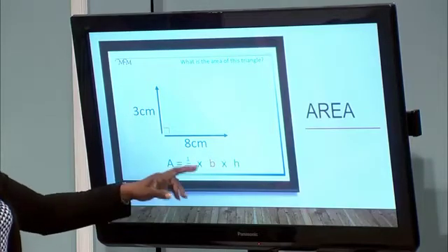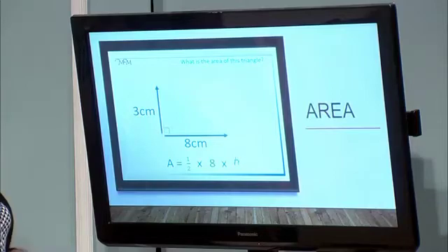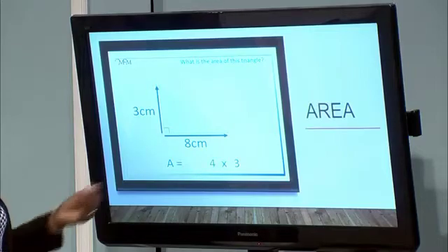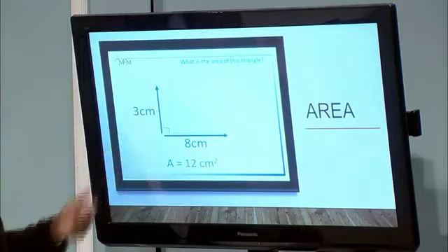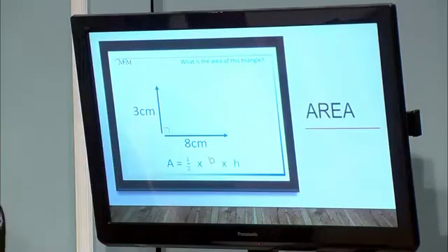So it's half base times height. You'd substitute the values within the equation, and you have 8 for the base, 3 for the height. You multiply, or you can actually find a half of 8 first. 4 times 3 is 12 square centimeters.